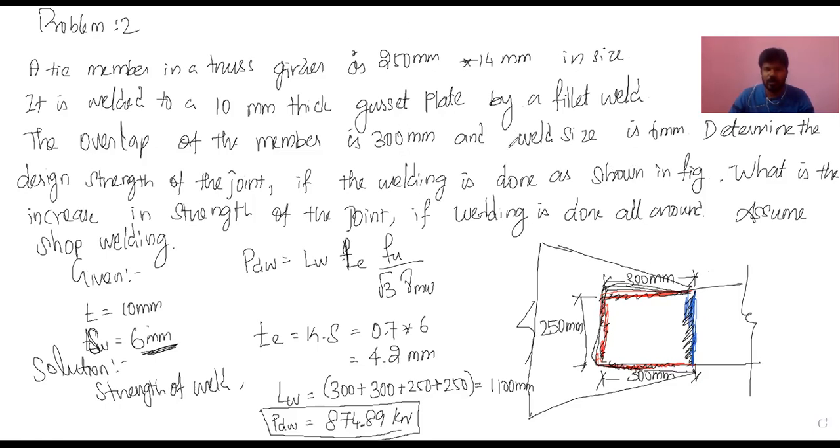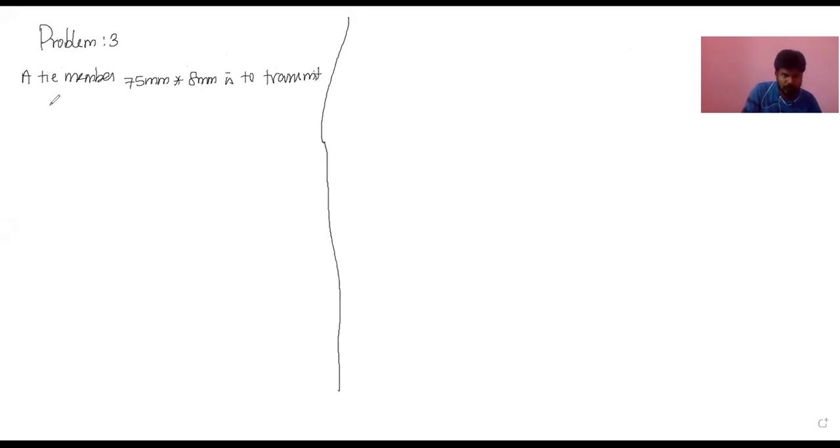So let us move on to another problem. So next problem. The given tie member, 75 mm by 8 mm, is to transmit a factored load of 145 kilonewton. 145 kilonewton load P they have given.